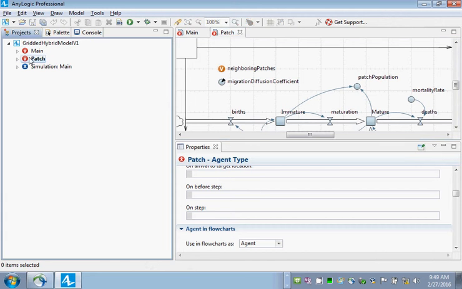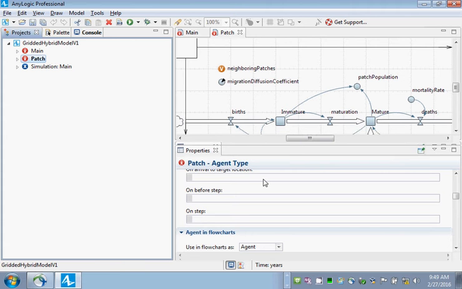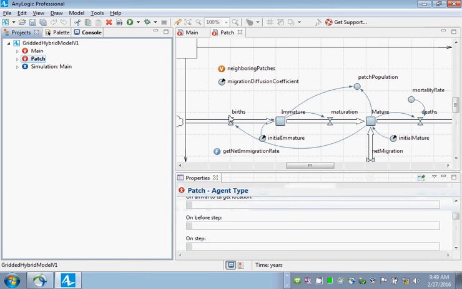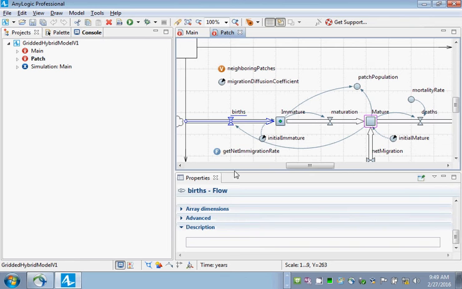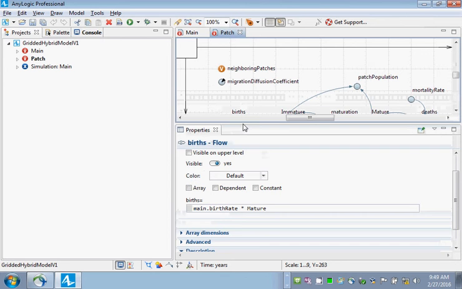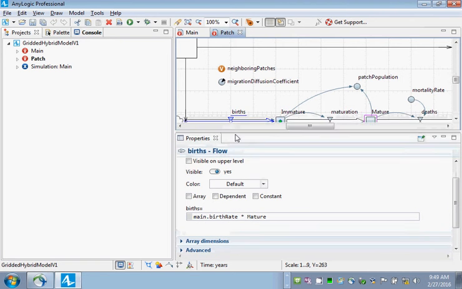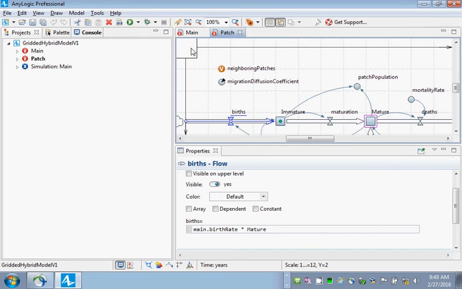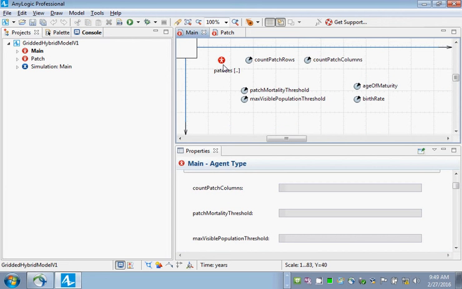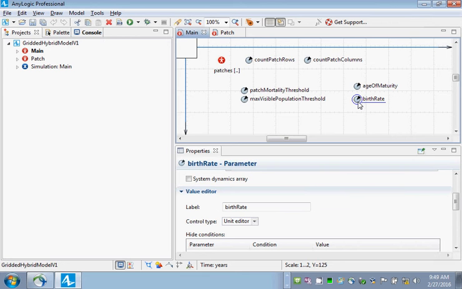The way we're going to start that is going to lead on to a different problem, which we're going to fix. We're going to take the birth rate from main. I went there and I cut it, Control X, or you can use edit cut, and I'm going to take that into patch, and I'm going to draw it in here in patch.